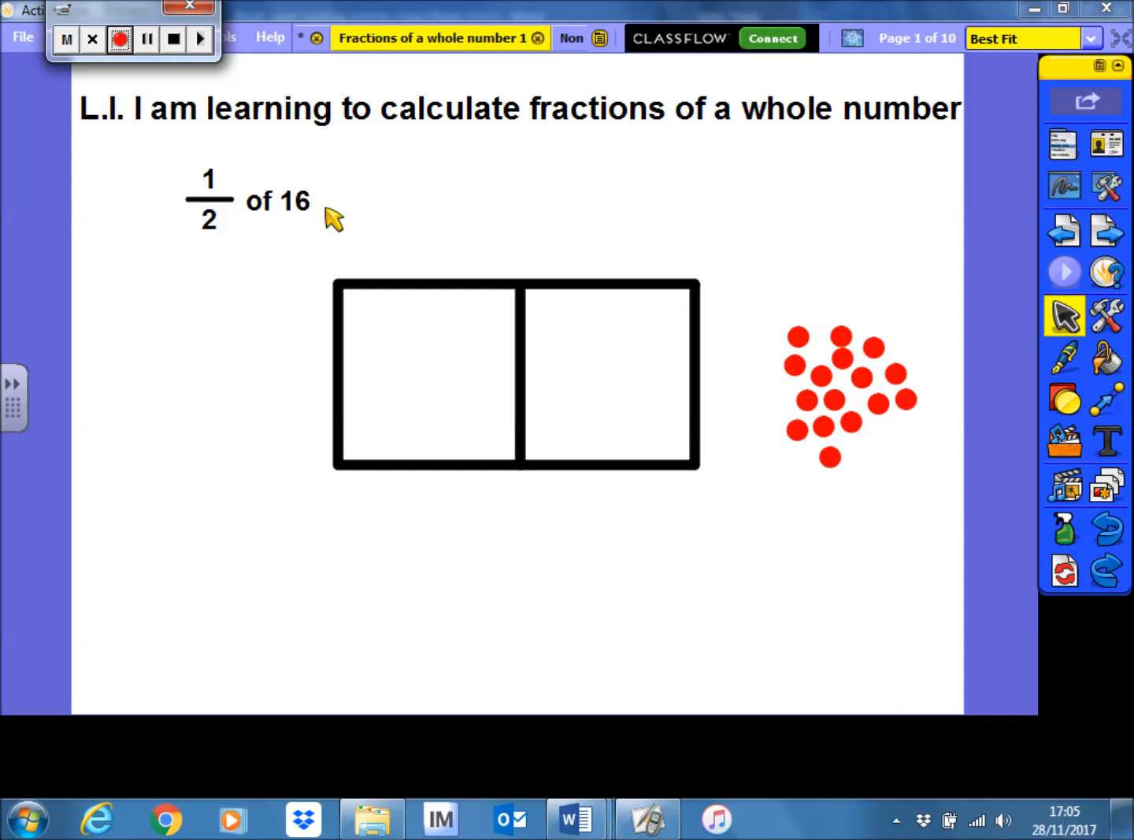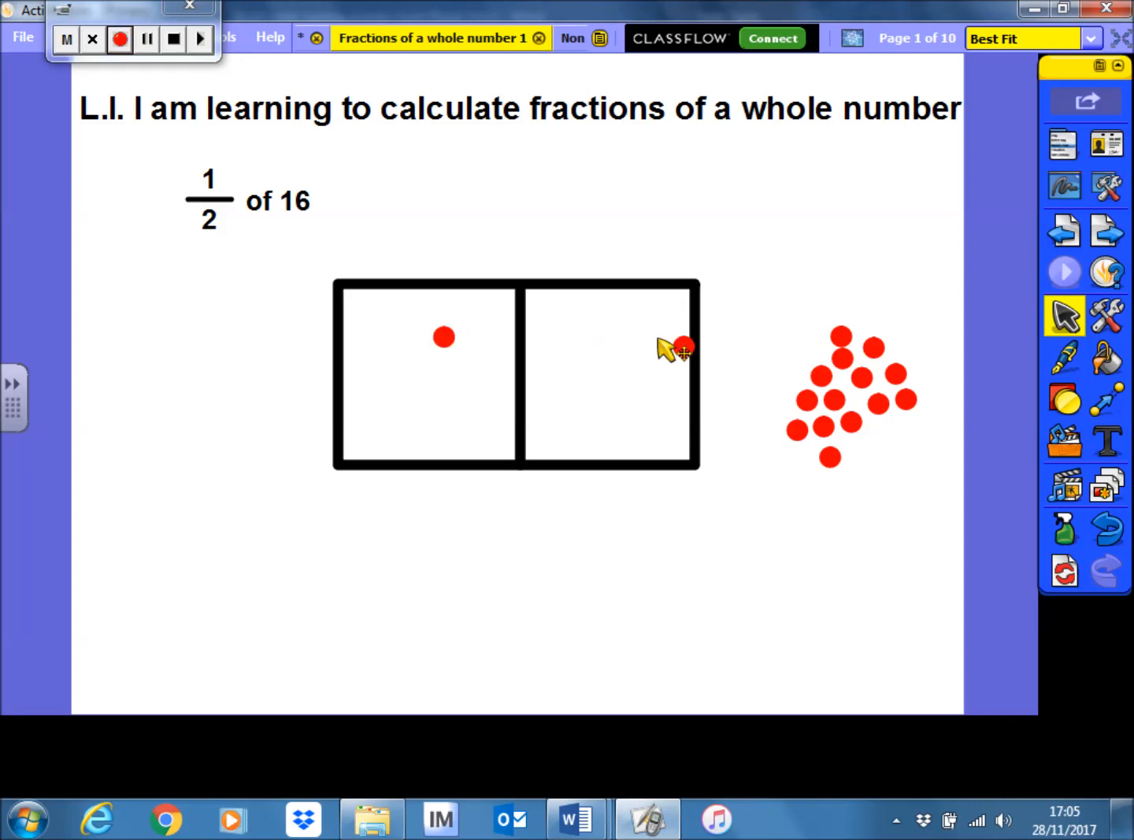Now, the cheeky little secret that people don't always realise about fractions is that they are just division sums. All we are being asked to do is split 16 into two groups. So we know our denominator tells us how many groups we are splitting it into. In this case, we're splitting it into two equal groups. Remembering that when it comes to fractions, the groups must be equal. So, 16 counters split into two groups.